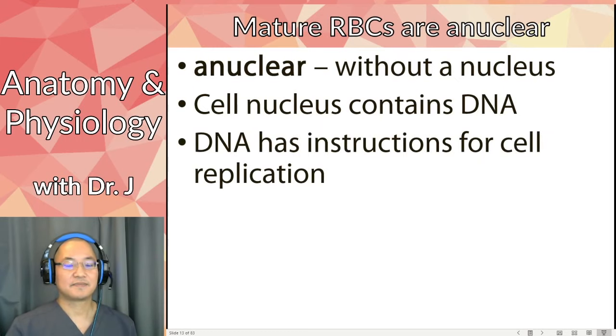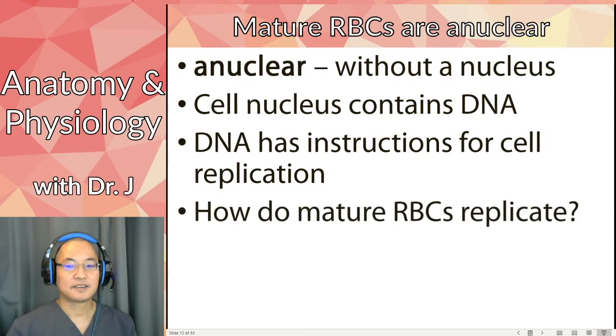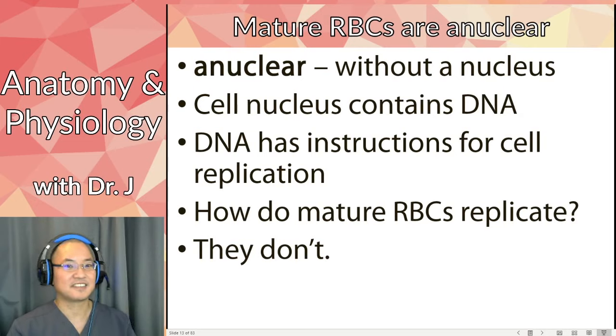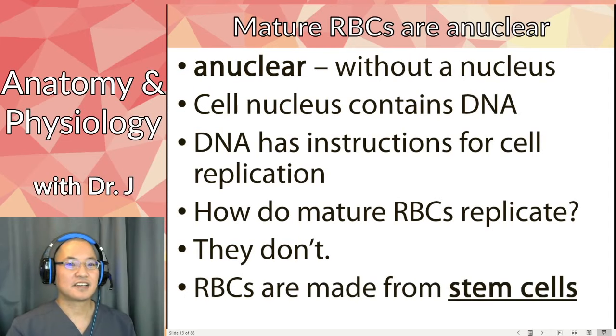The thing is that your DNA also has the instructions that carry out cell replication. So if you eject your DNA, can your cell replicate anymore? Can this mature red blood cell without a nucleus replicate? Well, they don't, because again, they ejected their nucleus. Their nucleus had all the DNA that had all the instructions on how to do the cell cycle and replicate. So how do you make more red blood cells? You have to make them from something called stem cells.